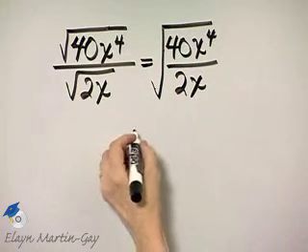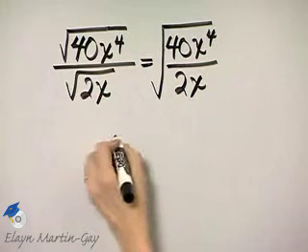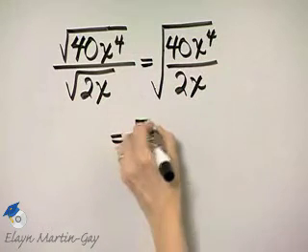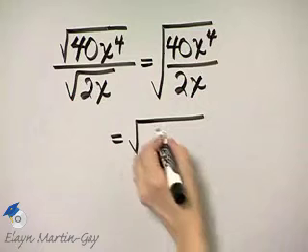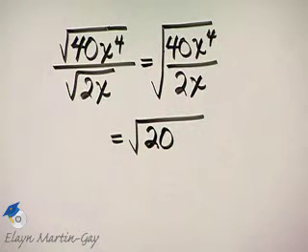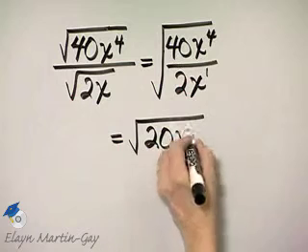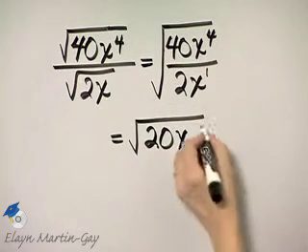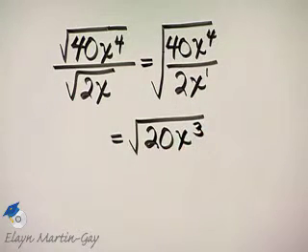Let's simplify the radical, in other words. I'll have the square root of 40 divided by 2 is 20, and then x to the fourth divided by x, or x raised to a power of 1. Remember your quotient rule for exponents. Here you subtract exponents because you're dividing. So this is x raised to the power of 4 minus 1, or 3.